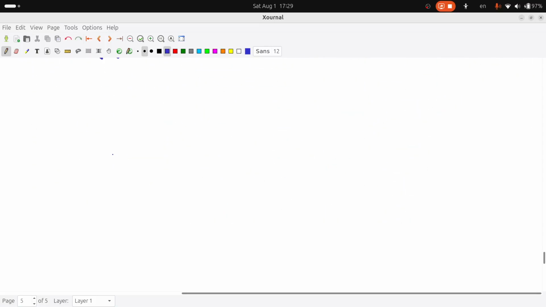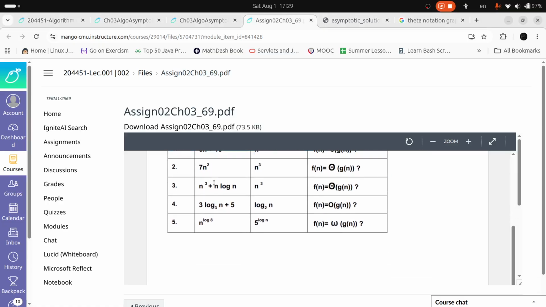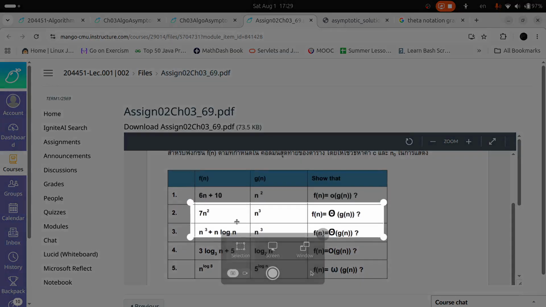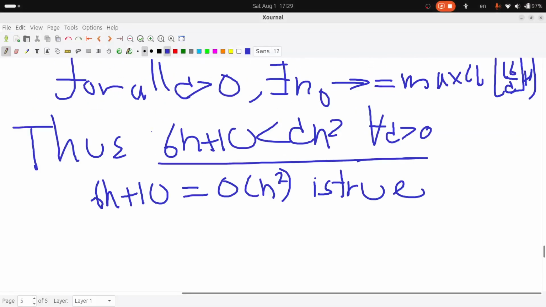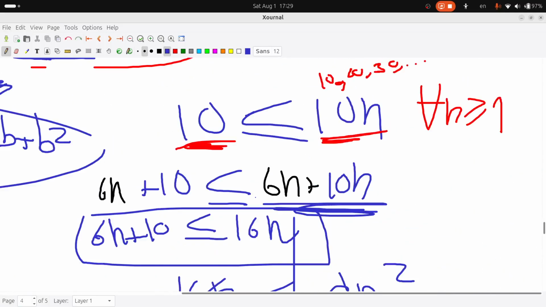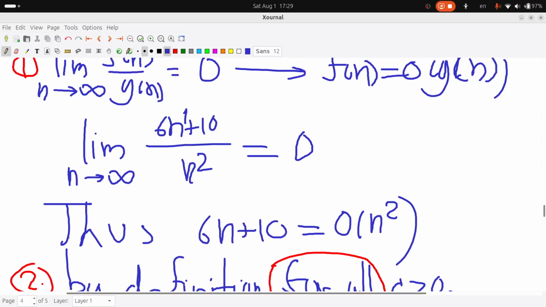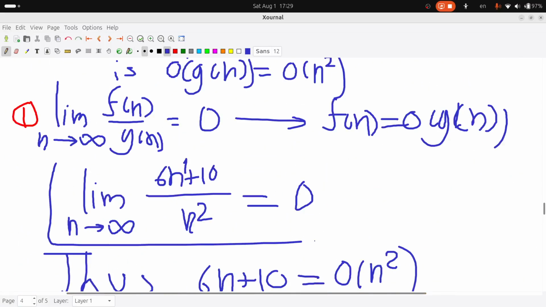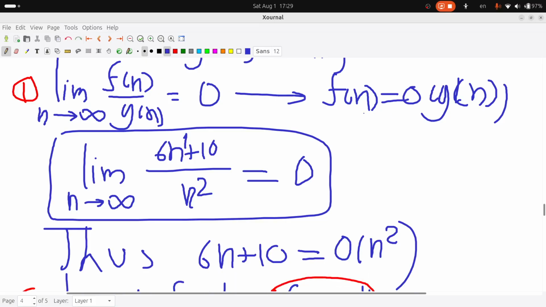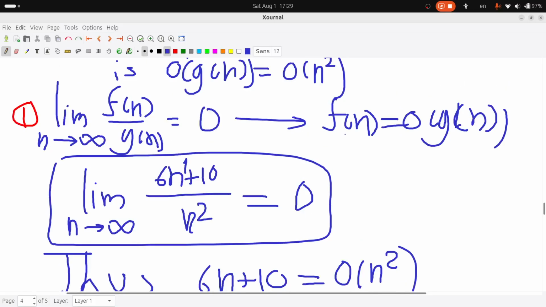And we end our proof. For the next one, if you don't like proving it like this, you can use the first method that we showed, the limit. If the limit is equal to 0, we can conclude that fn is little o of gn. That is the easiest method to verify the little o notation.